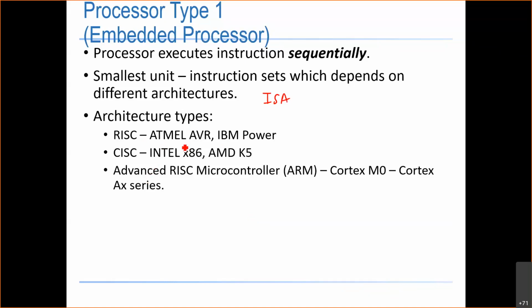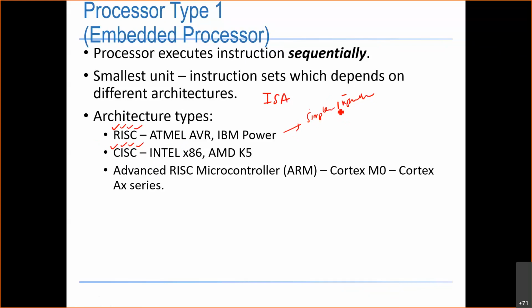But we can basically classify them into two different architecture types. One is what we call a reduced instruction set computer, and the other one is the complex instruction set computer. In reduced instruction set computer, we have simpler instructions, so that these instructions can execute faster.